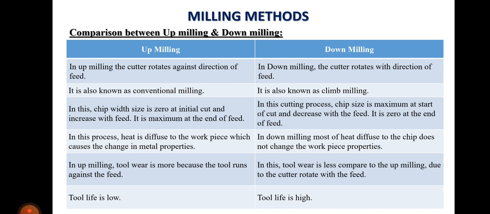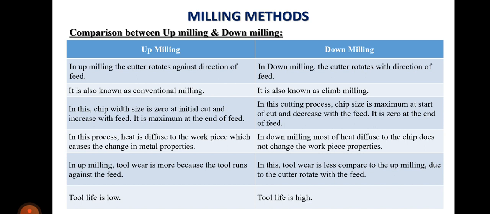Now the next one is the comparison between up milling and down milling. In up milling, the cutter rotates against the direction of feed. In down milling, the cutter rotates with the direction of feed. Up milling is also known as conventional milling. Down milling is also known as climb milling. In up milling, chip size is 0 at the initial cut and increases with feed, and it is maximum at the end of feed. In down milling, chip size is maximum at the start of cut and decreases with feed and is 0 at the end of feed.